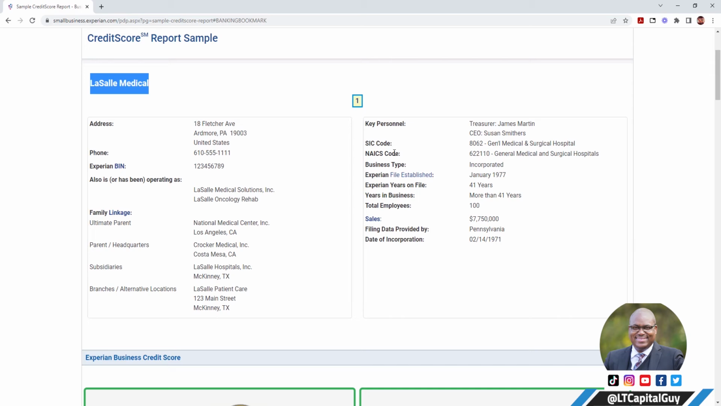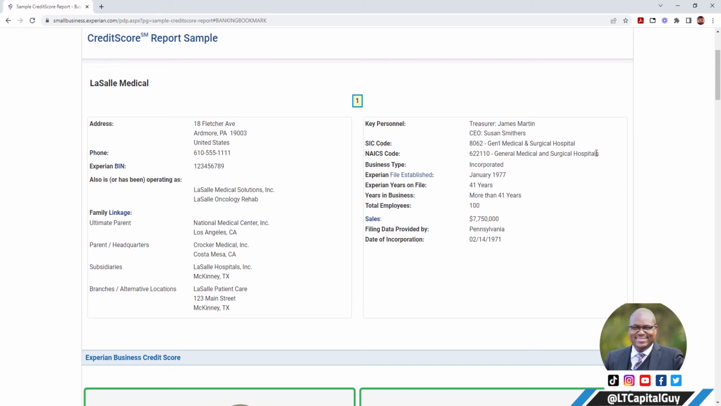code, which is another classification system. It stands for North American Industry Classification System, but it has a different number system, but still it identifies a standard industry classification. So in this one, this is basically the same as the SIC code description, but it looks like this is just more spelled out. So it's general medical and surgical hospitals.